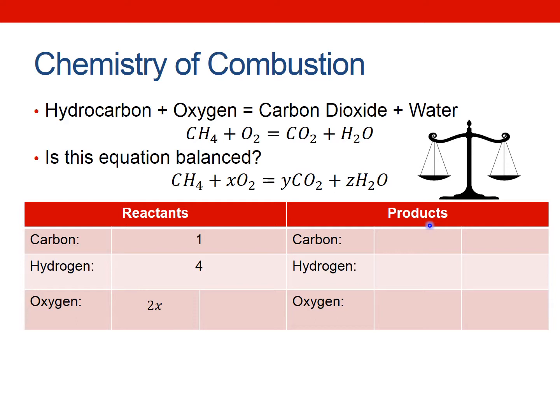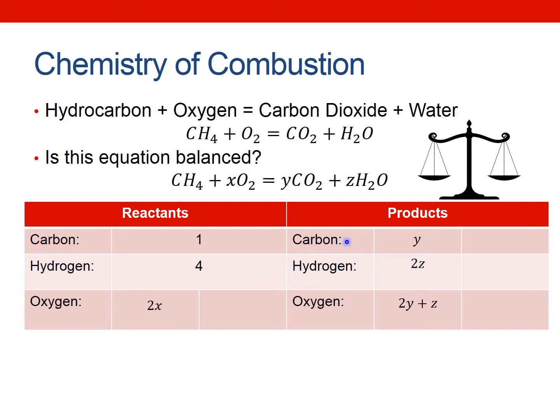So on the right hand side we have Y carbons, we have 2Z hydrogens. Okay, now how many oxygens do we have? We have some in carbon dioxide and some in water. So we have 2 in the carbon dioxide and 1 in the water. So algebraically, the number of oxygens that we have on this side is 2Y plus Z. So put in your reactants, your products, put it in algebraically.